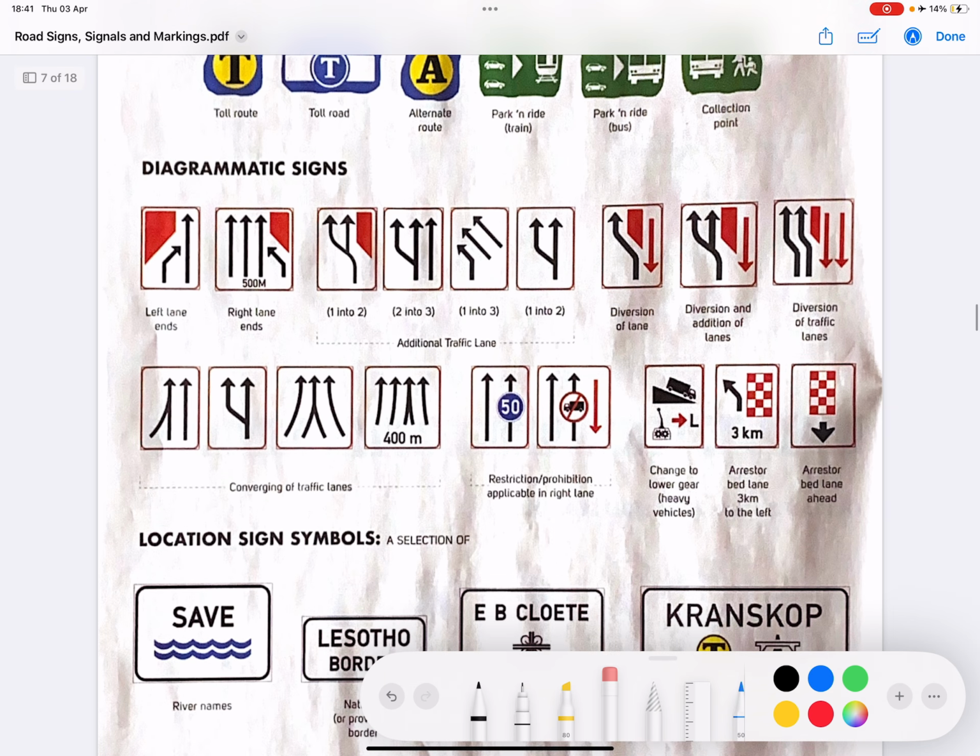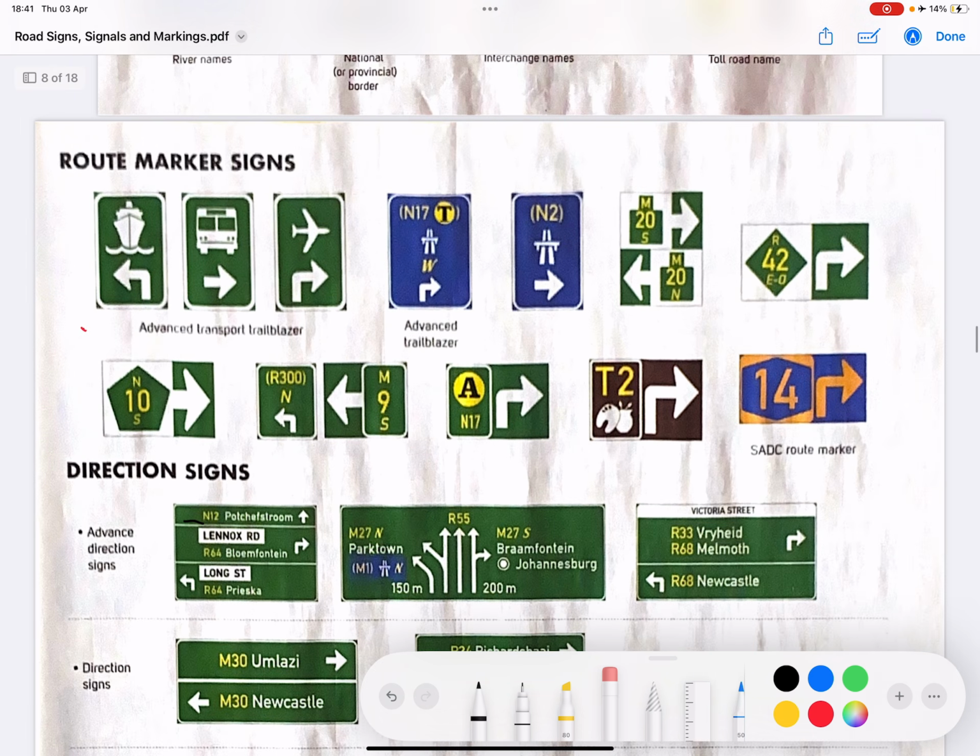This one, the diagrammatic signs. The diagrammatic signs are showing you what is happening in the form of a diagram. The left lane ends here, the right lane ends here, one lane splits into two, two lanes into three, one into three. So you're basically looking at the board and they have drawn what is going to happen. So it's not really that much of a problem again.